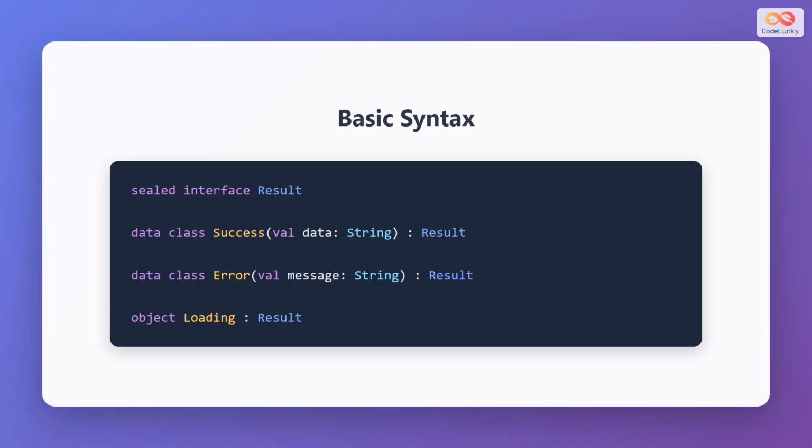The syntax for defining a sealed interface is straightforward. You use the sealed keyword followed by the interface keyword and the interface name. In this example, we have a Result sealed interface. Three implementations are defined. Success is a data class that holds a string representing successful data. Error is a data class containing an error message, and Loading is an object representing the loading state. Each implementation explicitly declares that it implements the Result interface using the colon syntax.